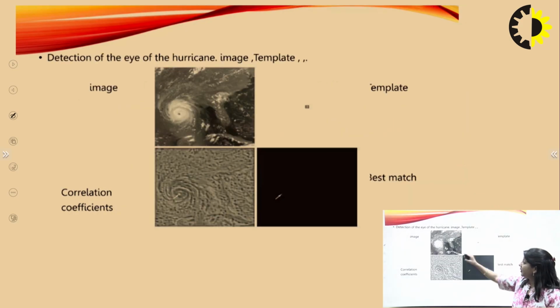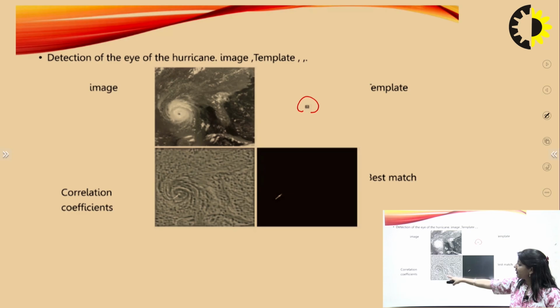So this is an example of this. We have this image, and we find whether this is a part of that image. So we find the correlation coefficient and then we get the best match.